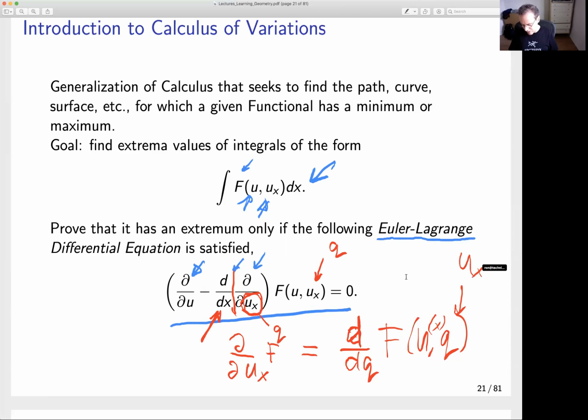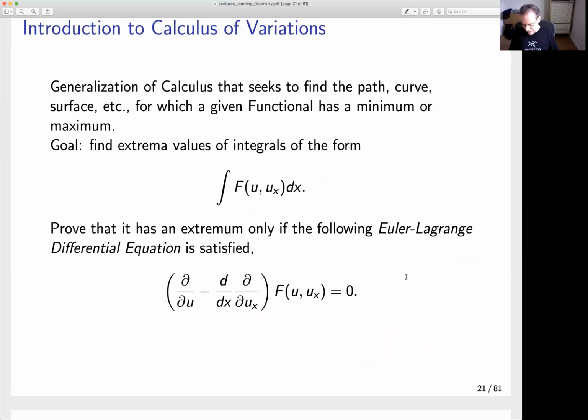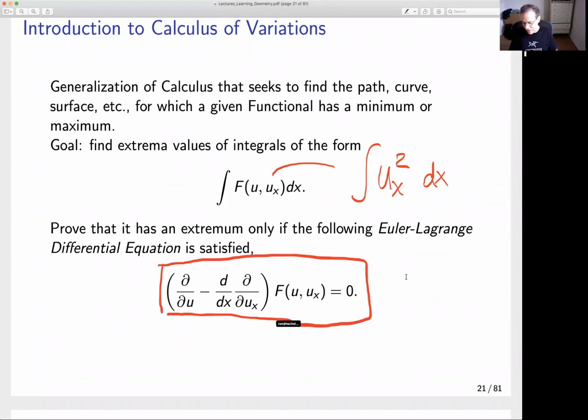So let's do an exercise. Let's apply this guy to the following. Assume that F of U is nothing but, let's do Ux squared, okay? So we have integration of Ux squared dx. I think in the previous lecture, I told you that this is called the Dirichlet energy, but it's not important. I mean, these names are not important. And now I would like you to compute the Euler-Lagrange equation of this functional. What would be the output? What would be the outcome? Please take a moment and do the math.